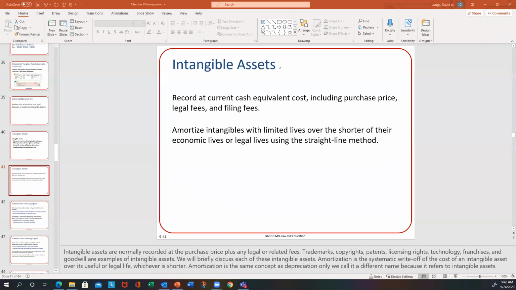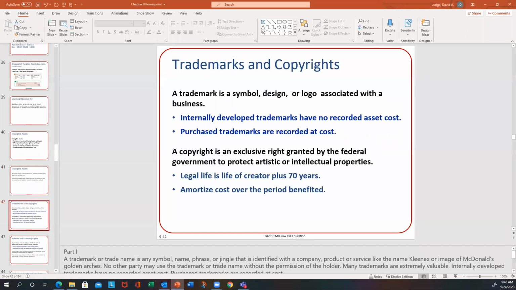So we'll get to some examples. You have trademarks, copyrights, and some of these things you may have already known about. Again, you've got the trademark, which is some sort of symbol, design or logo, kind of like the Nike symbol. You could have internally developed trademarks. That's kind of interesting because you don't have any sort of cost other than possibly some legal fees for filing it. But you could also purchase it as well. If you purchase an entity's trademark, you of course would record it at cost.